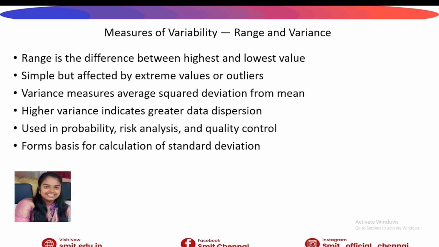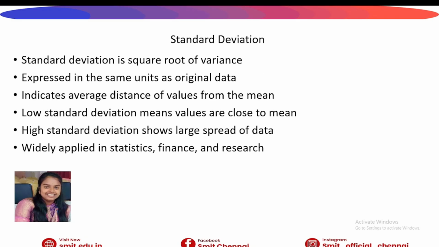And then moving on to range and variance. Range is the difference between the highest and lowest value. It is affected by extreme values or outliers. Variance measures the average squared deviation from the mean. Higher variance indicates greater data dispersion. Used in probability, risk analysis and quality control, and forms the basis for calculation of standard deviation.